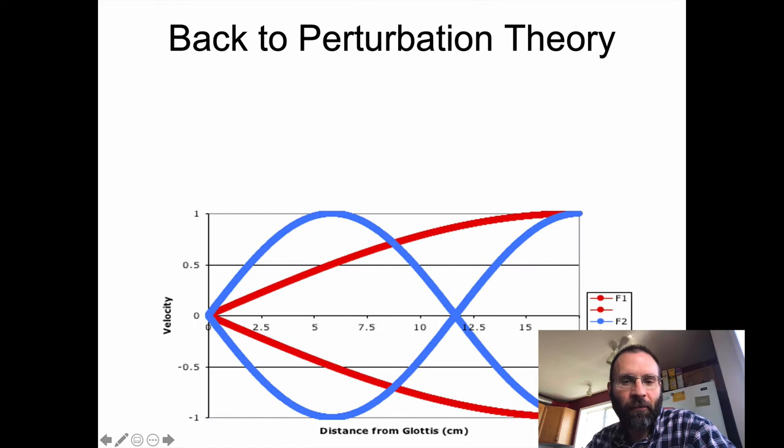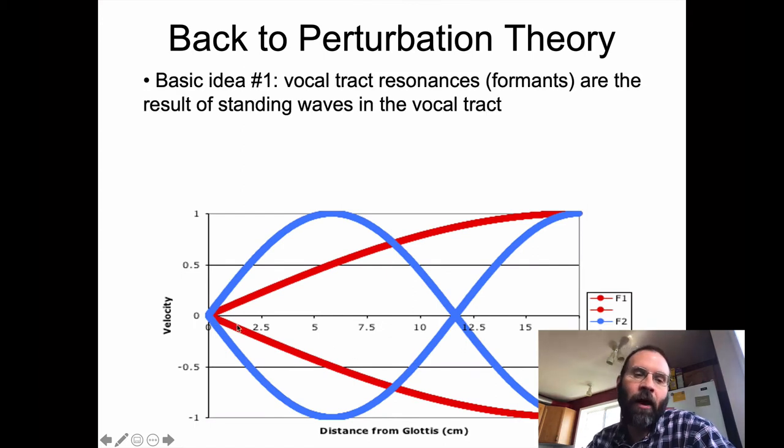So what I have done is plot out the two relevant standing wave patterns, one for F1 in red and one for F2 in blue, on an Excel graph, which is a bit ad hoc, but still relevant to the discussion. On the x-axis, I'm plotting distance from the glottis. So here's our loudspeaker or vibrating glottis end, and then we have our lips over here.